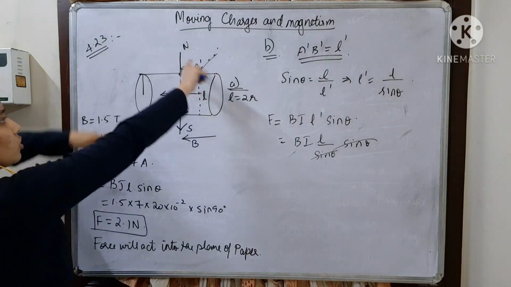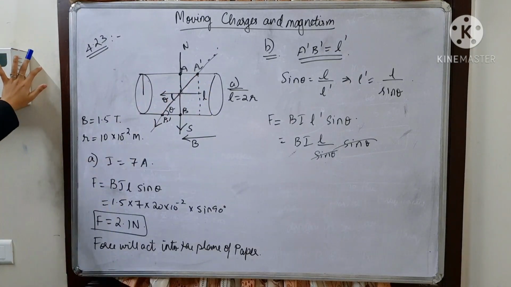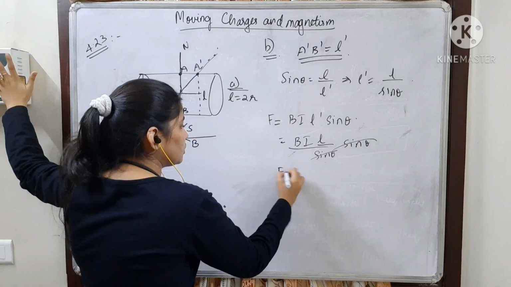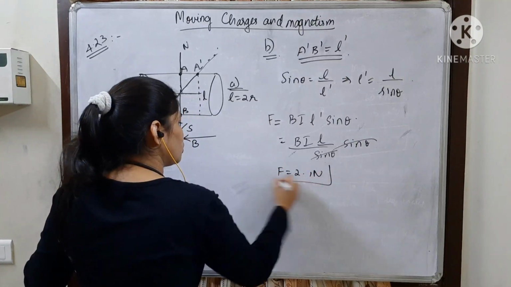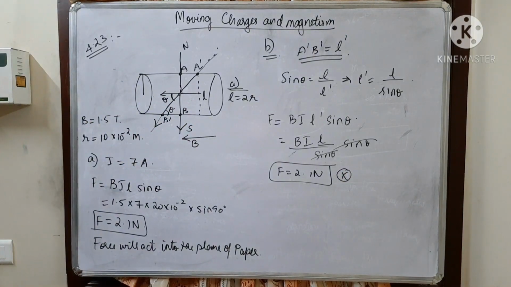Even though we rotate the wire, the length that it is going to appear is going to be the same. The vertical component of the length is going to be the same, and that component only is going to get affected in the magnetic field. So once again you're getting BIL, which is equal to 2.1 Newton, and this force is also acting into the plane of paper. Now here the C part, you're having another question. Let me erase the board.